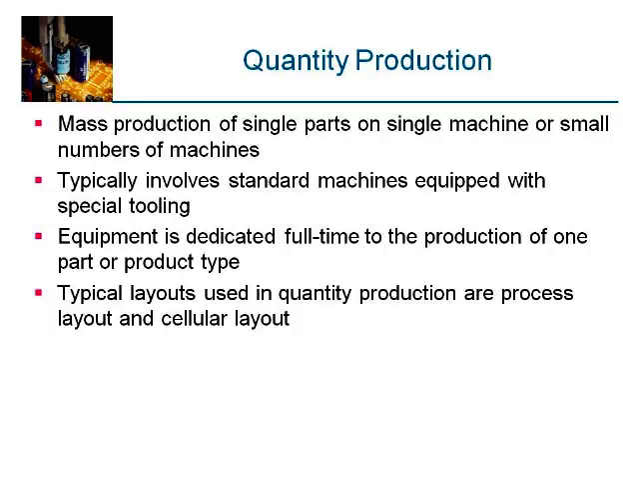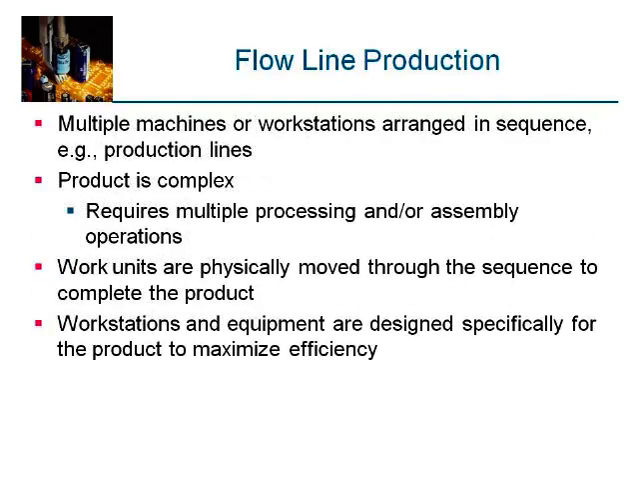Mass production systems of single parts on a single machine or a small number of machines typically involve standard machines equipped with special toolings. Equipment is dedicated full time to the production of one part or production type. Typical layouts used in quantity production are process layout and cellular layouts. In flow line production, multiple machines or workstations are arranged in sequence like production lines. The product is complex, requiring multiple processing or assembly operations. Work units are physically moved through the sequence to complete the product. Workstations and equipment are designed specifically for the product to maximize efficiency.